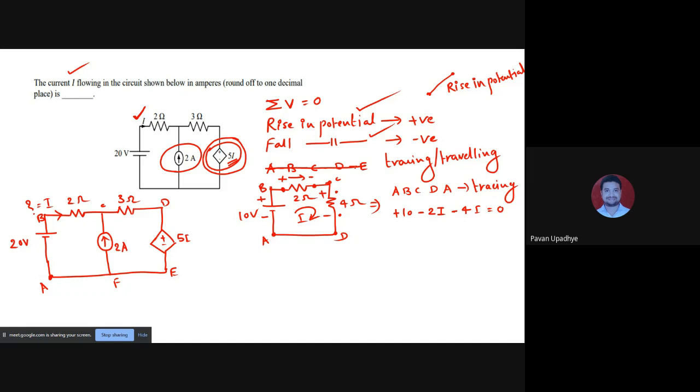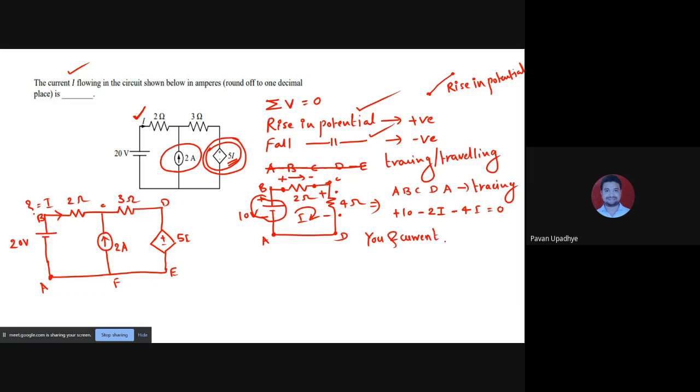So the thumb rule over here is that the battery is self-sufficient to inform you about its rise in potential or fall in potential. But resistors are not capable of doing so. So you have to take help of current.